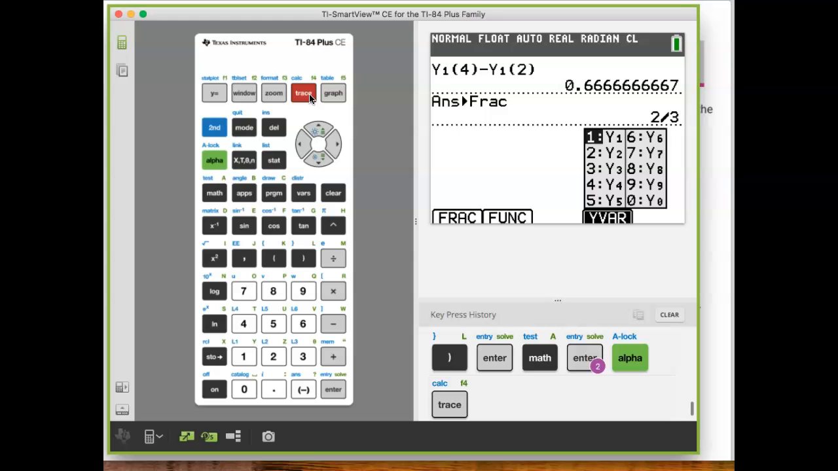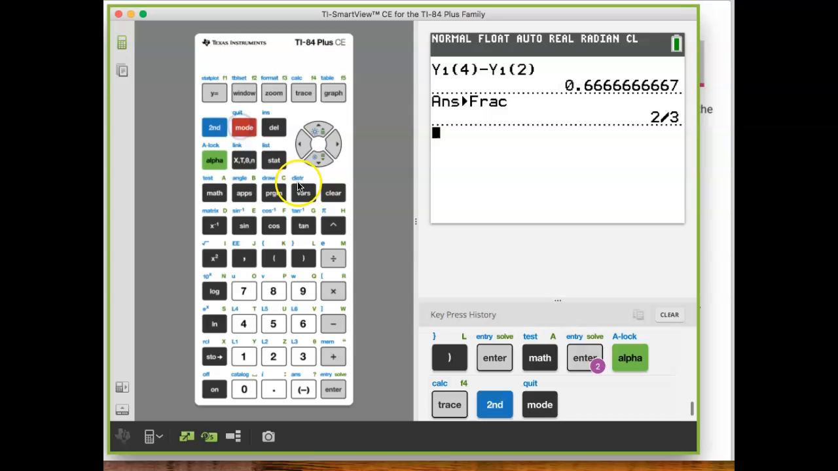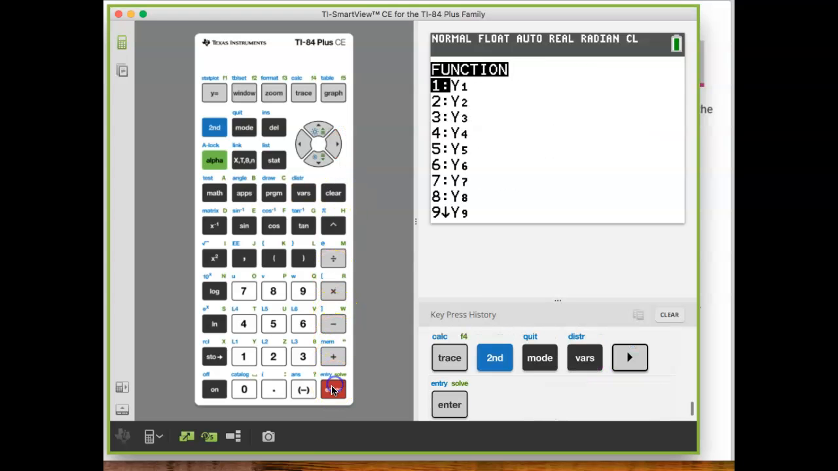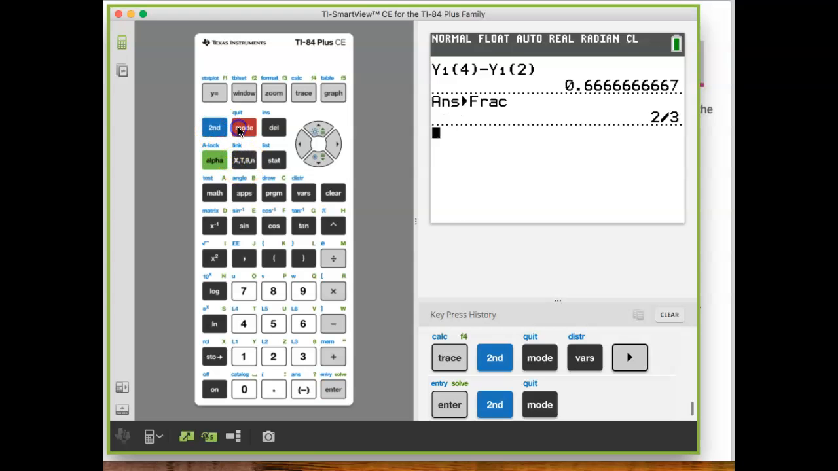If you have an older calculator, like an 83, that shortcut doesn't work. Here's how you find it one more time. Alpha trace is your y variables. If you go to vars, you can see the y vars is the second tab in, y vars, and then function. That's where you can find them as well. But we get 2/3. Any questions?